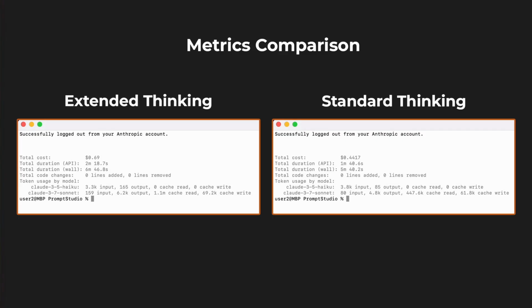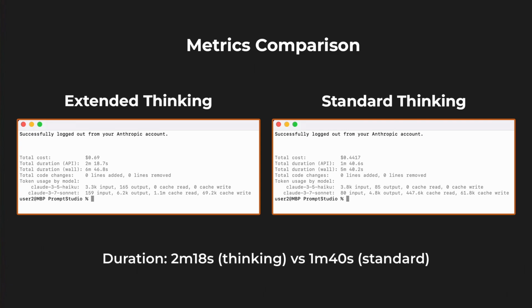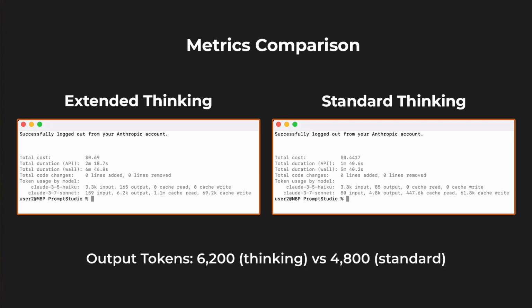So between the two requests, with extended thinking enabled, we see a few key differences. The total cost was higher by about 25 cents. The processing time was longer, 2 minutes 18 seconds versus 1 minute and 40 seconds. And the output token usage increased, 6,200 tokens compared to 4,800.